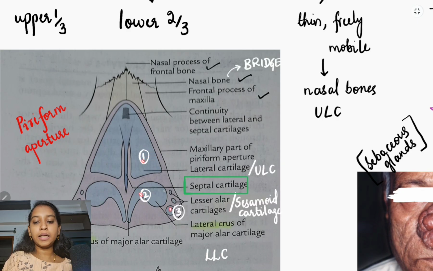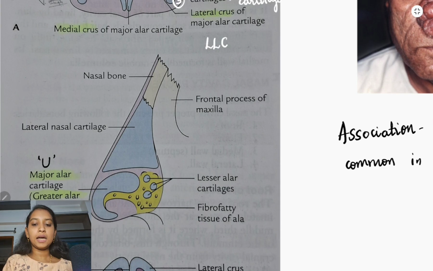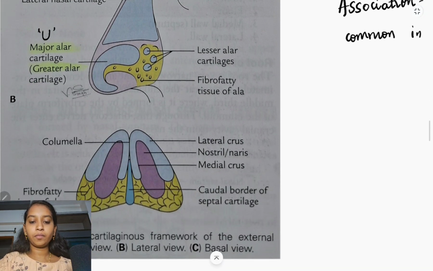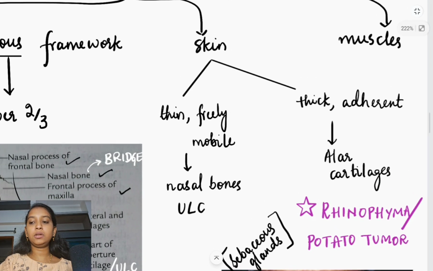There are three paired cartilages: the upper lateral cartilage, the sesamoid cartilages, and the lower lateral cartilage. The unpaired cartilage present is the septal cartilage. The lower lateral cartilage is U-shaped and has a lateral crus and a medial crus. Also, there is a lot of fibrofatty tissue present in this area. Next, coming to the skin that covers the external nose.